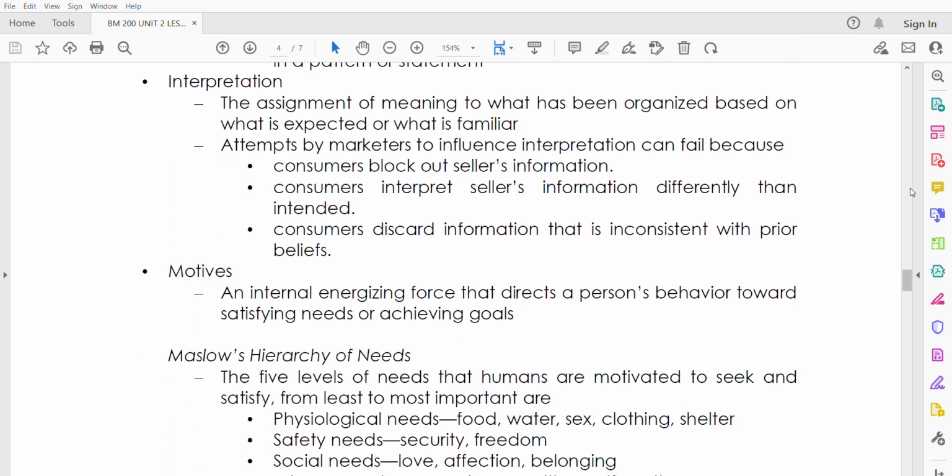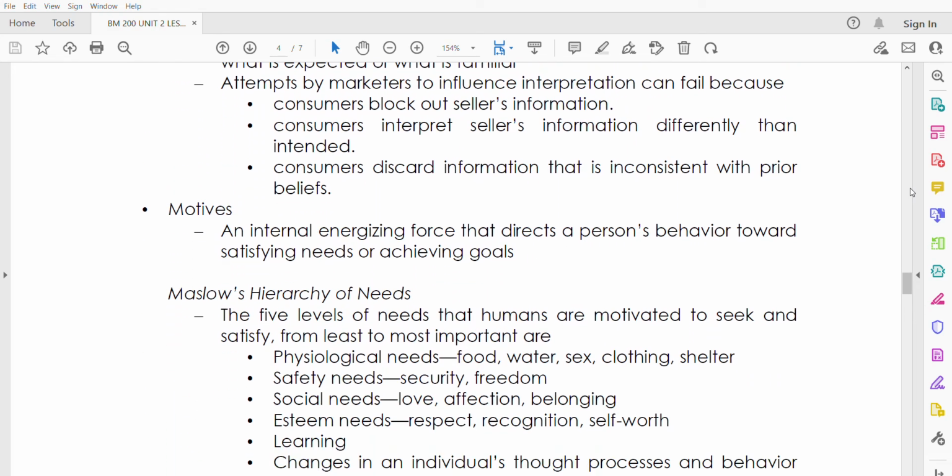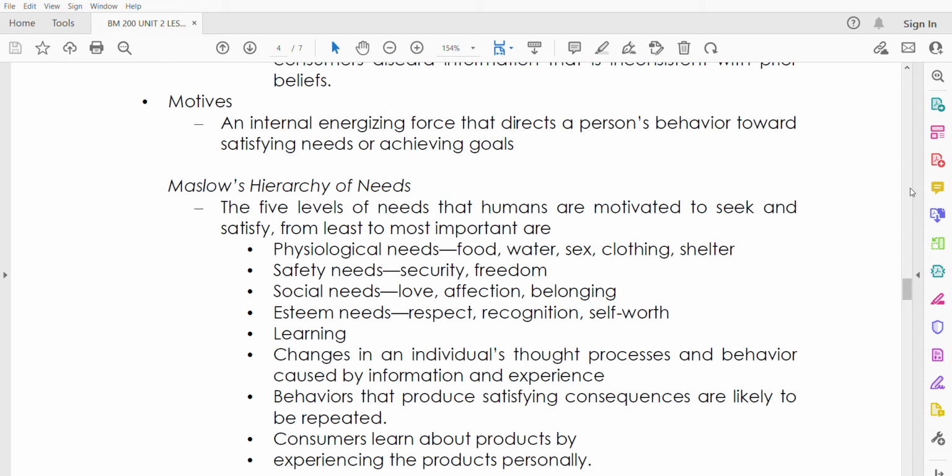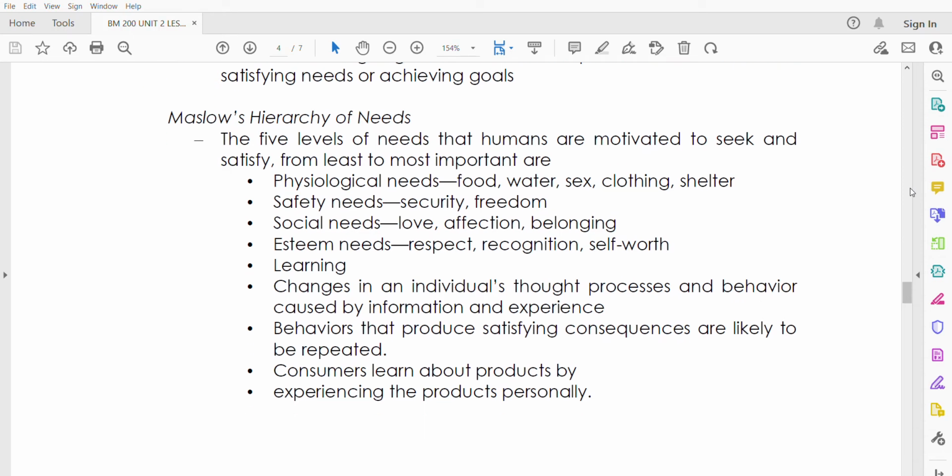Then we also have motive. So this is an internal energizing force that directs a person's behavior towards satisfying needs or achieving goals. So, here comes Maslow's hierarchy of needs. The 5 levels of needs that humans are motivated to seek and satisfy from least to most important. So, we start with physiological needs. So, it could be that we are offering products that answer the most basic needs, so we can influence them to buy that product, fulfilling their physiological needs like food, water, sex, clothing, and shelter.